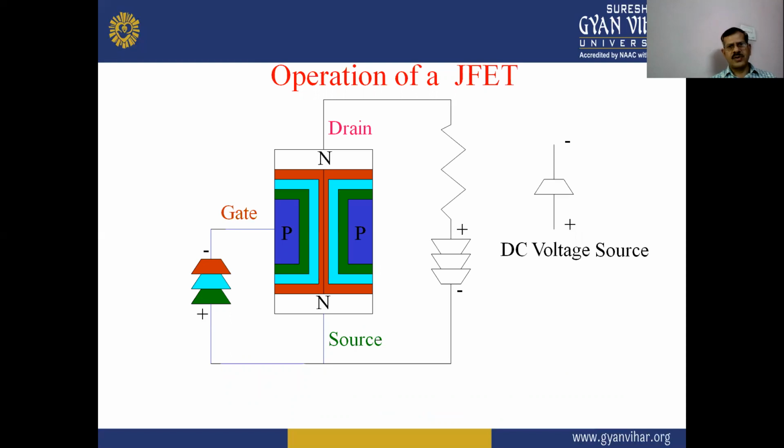Next, what is the operation of JFET, or what is the working principle of the JFET? So there is the FET diagram, in which DC voltage is applied across the drain and source. This circuit diagram shows the operation of JFET.